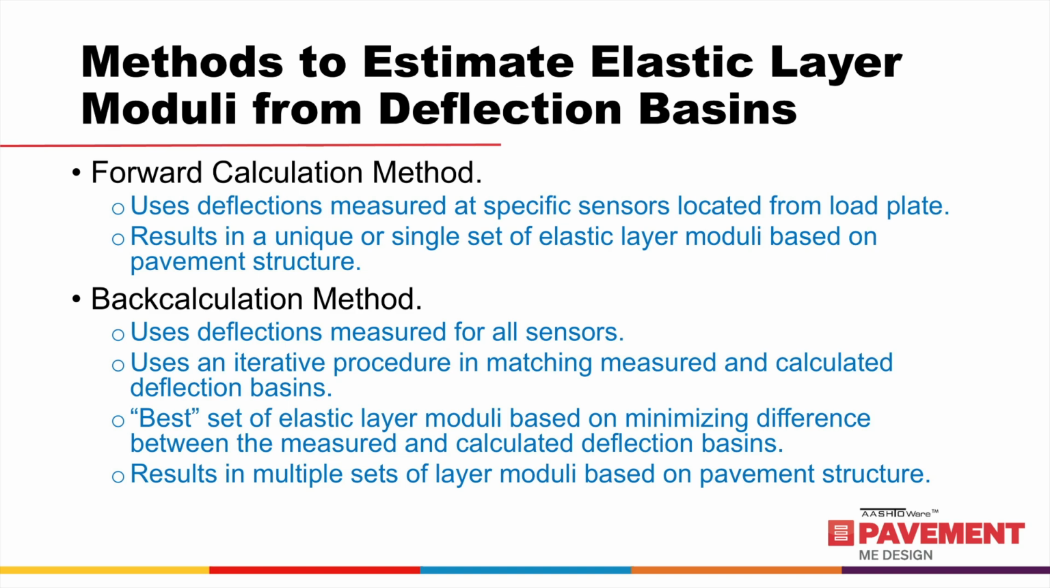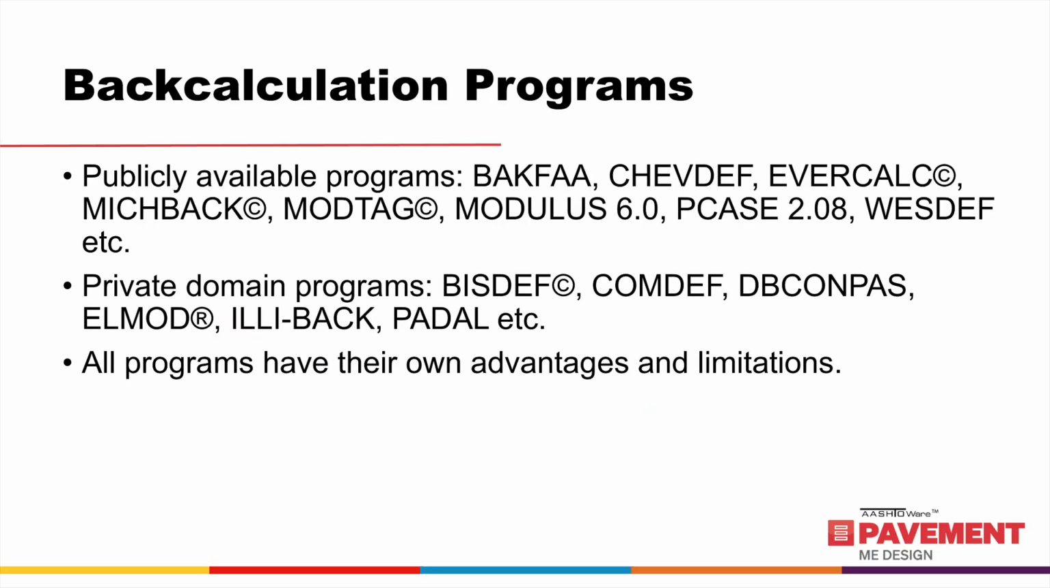The back calculation method uses deflections measured for all sensors in the deflection basin and is based on an iterative procedure in matching the measured and calculated deflection basins. The best set of elastic layer moduli is based on minimizing the differences between the measured and calculated deflection basins. Unlike the forward calculation method, the back calculation method can result in multiple sets of layer moduli for the simulated pavement structure. Over the years, researchers and practitioners have developed numerous approaches to back calculate pavement layer and subgrade moduli, as well as numerous software programs to perform the calculations.